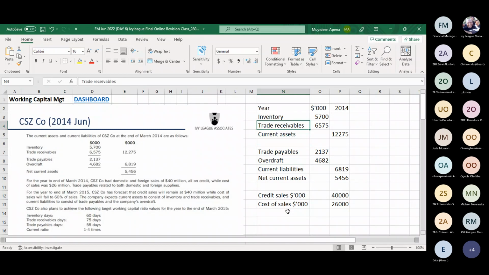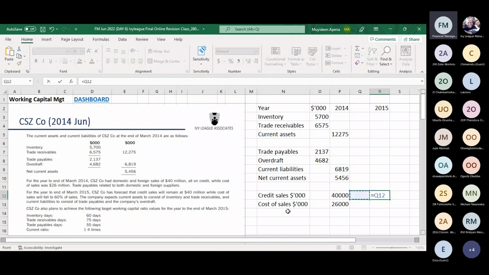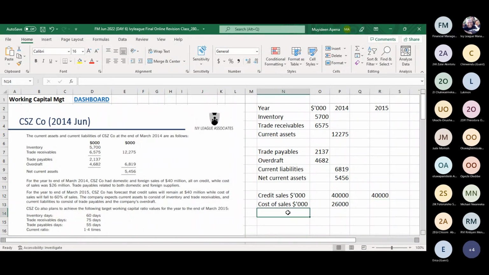Okay, so here we are in 2015. Is this will remain? And cost of sales will fall to 60% of sales. So what does that mean to you? Can someone tell us?